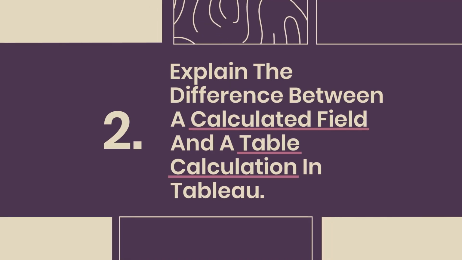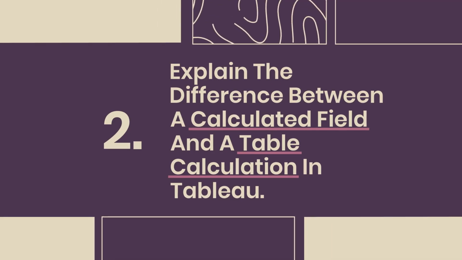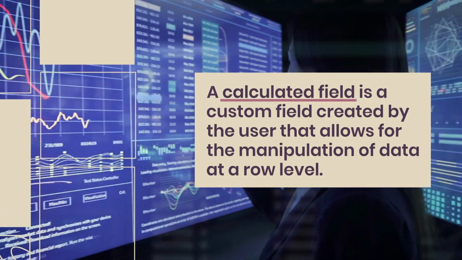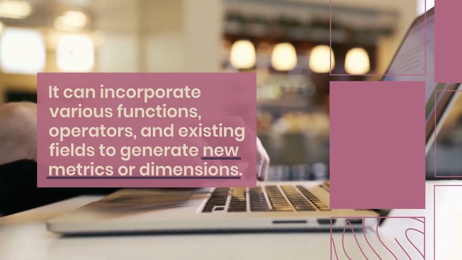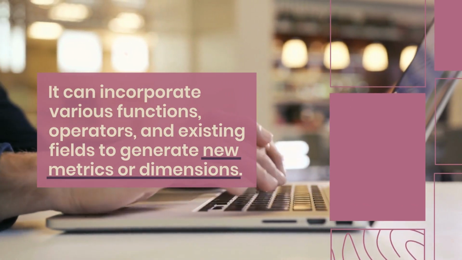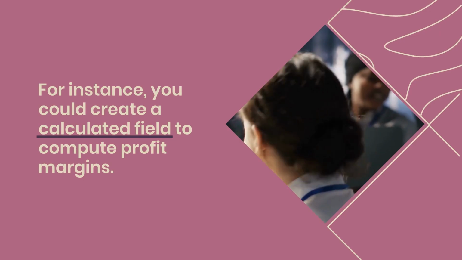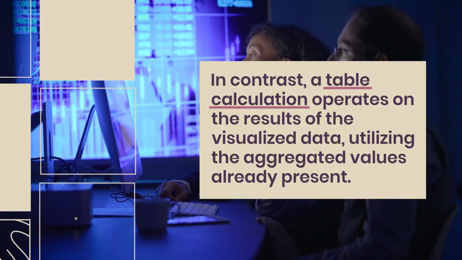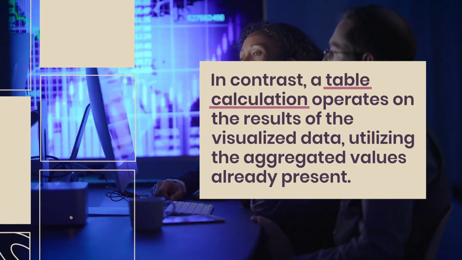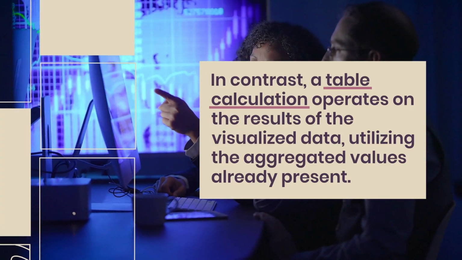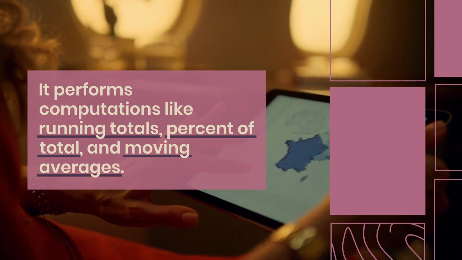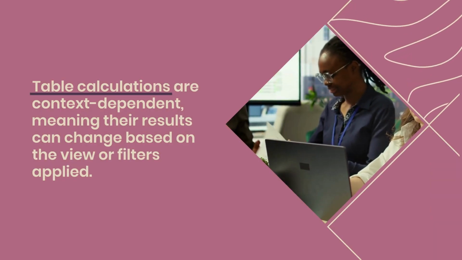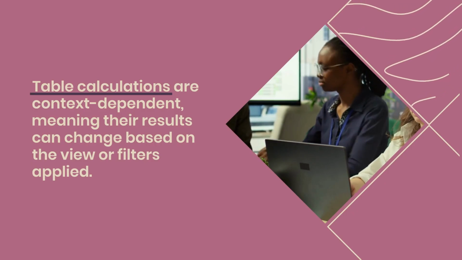2. Explain the difference between a calculated field and a table calculation in Tableau. A calculated field is a custom field created by the user that allows for the manipulation of data at a row level. It can incorporate various functions, operators, and existing fields to generate new metrics or dimensions. For instance, you could create a calculated field to compute profit margins. In contrast, a table calculation operates on the results of the visualized data, utilizing the aggregated values already present. It performs computations like running totals, percent of total, and moving averages. Table calculations are context-dependent, meaning their results can change based on the view or filters applied.